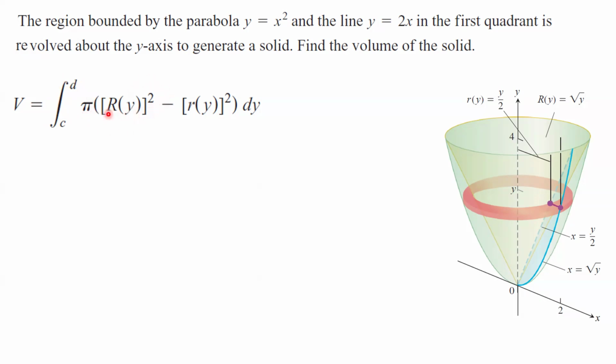R(y) to the second power, which is basically your larger radius, minus r(y) to the second power, which is your smaller radius. Then you take the integral with respect to y. This is equal to the definite integral from 0 to 4. This is the range for your y value.